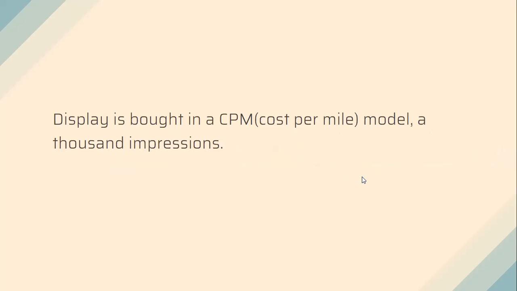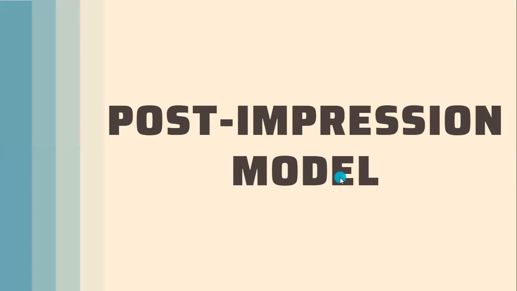Display is very different from all the other activities. Display is bought in a CPM model for each 1,000 impressions. CPM means cost per mille. So, if we want to know whether display is actually making a difference, we can't do that using a click-based model, right? So for that, we have the post impression model.